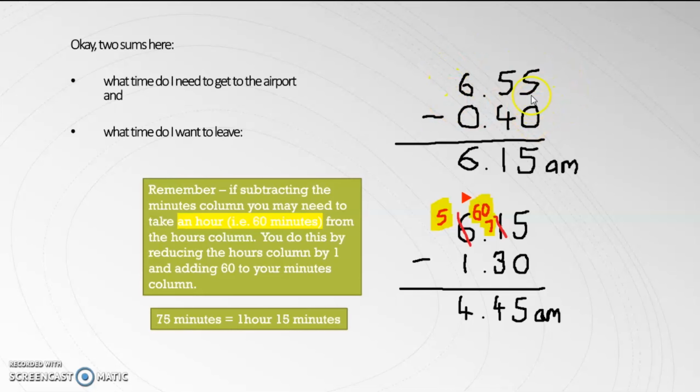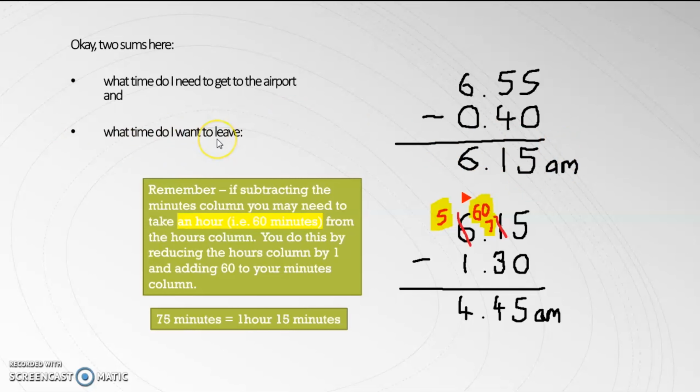Okay, so 0 from 5 is 5. 4 from 5 is 1. Put down my little point there. And 0 from 6 is 6. So I would want to be getting to the airport at 6:15 a.m. in the morning. In other words, 6:15. 15 minutes past 6. Alright? But what was the other problem?